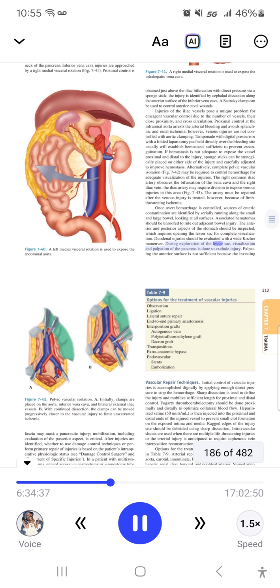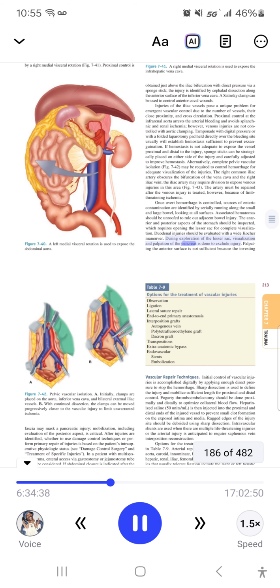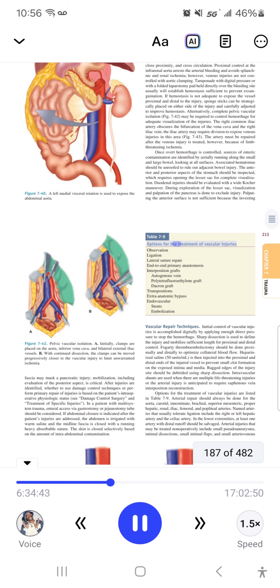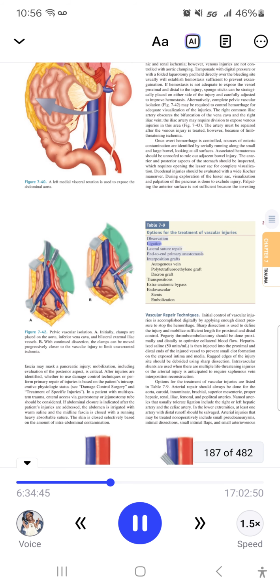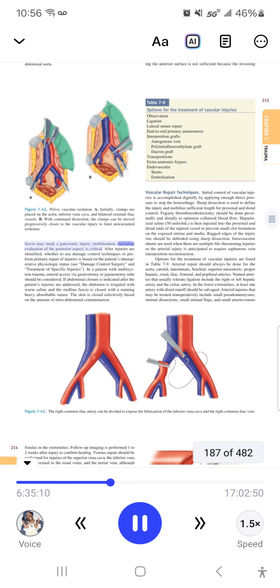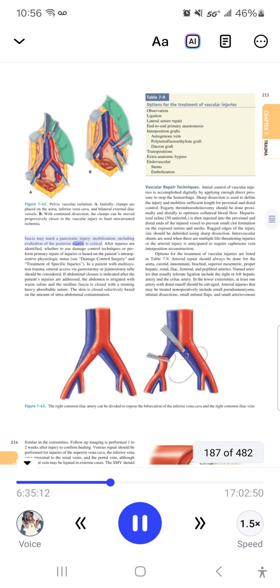During exploration of the lesser sac, visualization and palpation of the pancreas is done to exclude injury. Palpating the anterior surface is not sufficient because palpation may mask a pancreatic injury. Table 7-9. Options for the treatment of vascular injuries: observation, ligation, lateral suture repair. Mobilization, including evaluation of the posterior aspect, is critical.